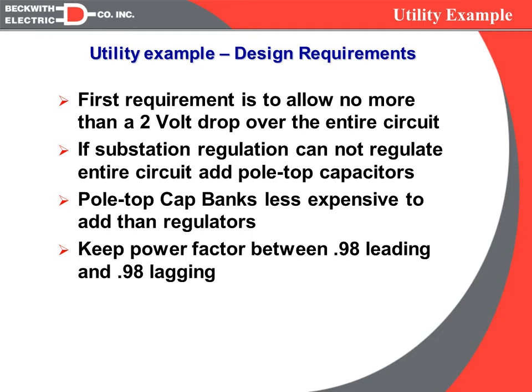So in other words, if they looked at any two customer meters anywhere on that circuit, they did not want to see more than a 2-volt difference. So they wanted to have a flat profile across the entire circuit, and their definition of a flat profile was a delta voltage, or a change in voltage, of no more than 2 volts from the highest customer on the circuit to the lowest customer on the circuit.